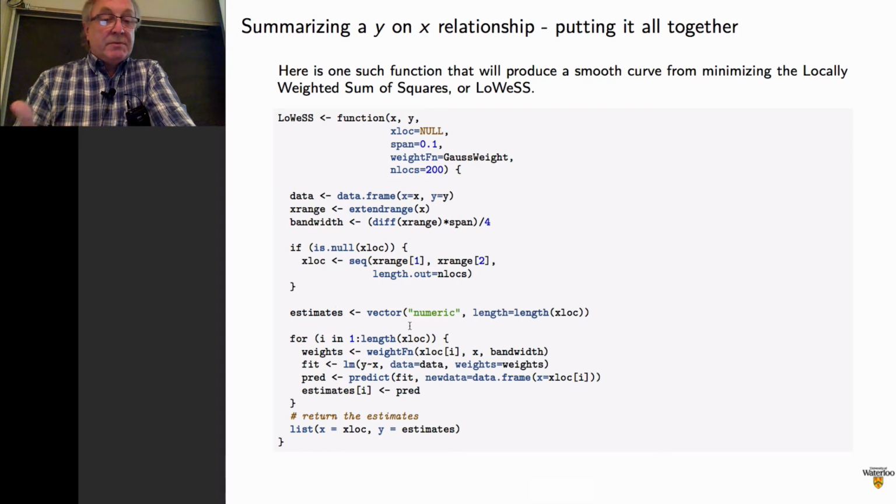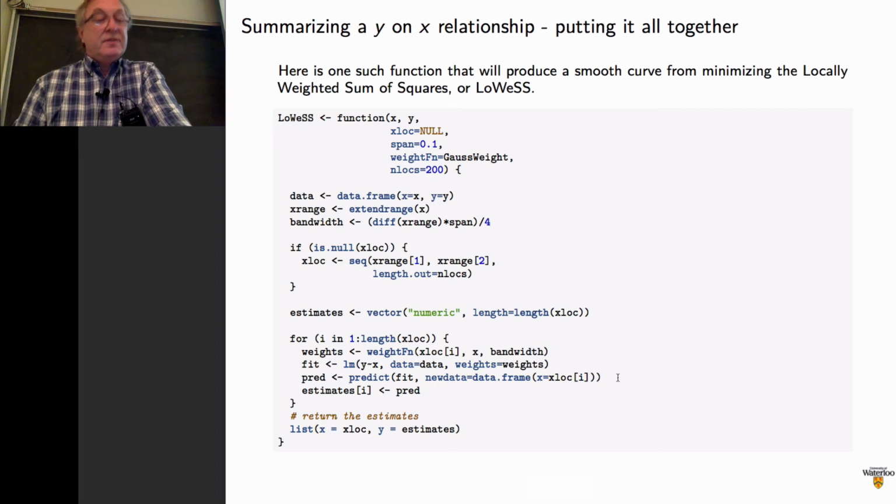A vector to collect up my estimates. Remember, I'm going to get estimates at the points that correspond to the x locations. And then I'm just going to go through all the x locations. I'm going to get the weight function, use the weight function to get weights at that x location. I'm going to fit the values now using the straight line model, that LM, linear model, with weights given by that weight function. Then I'm going to get the predictions at the x locations that we have. And I'm going to take those predictions and place the prediction inside the value of the estimates. So my mu hat is going to be this vector of estimates. Okay? Does that make sense? Pretty straightforward. And then I'm going to return the x locations and the estimates.